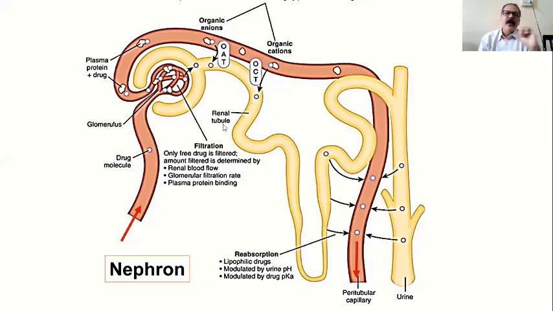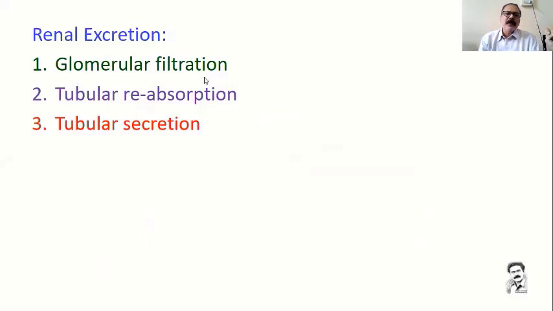So here we are going to see the three types I just told you, starting with glomerular filtration. Filtration means, you remember tea. When you filter, what will you do? You will separate the solid and the liquid.